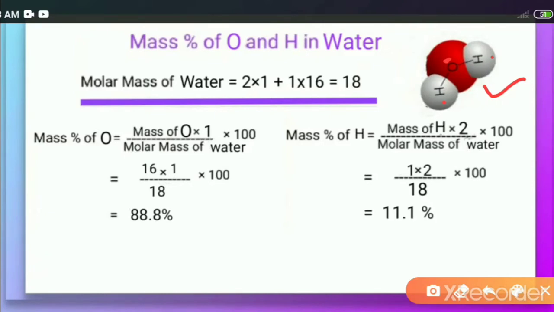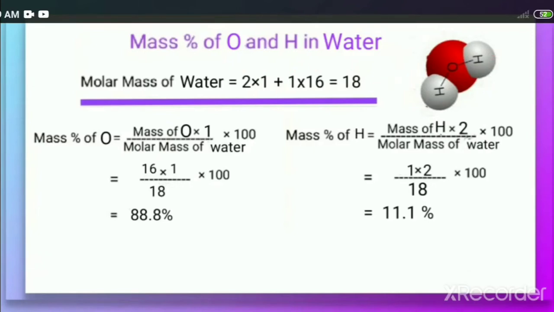For that, first of all, we will find the molar mass. How do we find the molar mass? We have already discussed molar mass. Here there are 2 hydrogen atoms, so 2 into 1, because 1 is the atomic mass of hydrogen, plus 1 oxygen atom, therefore 1 into 16, as 16 is the atomic mass of oxygen. So we get a total of 18. So the molar mass of water is 18.